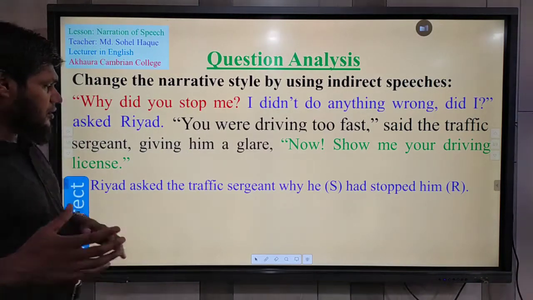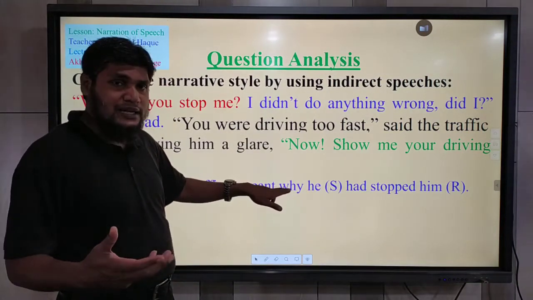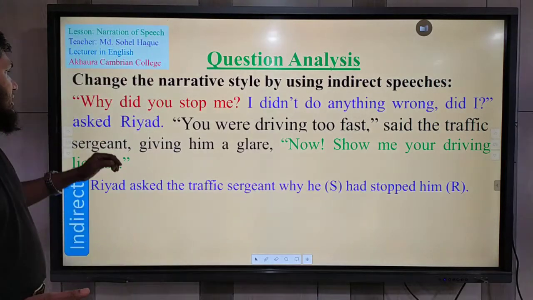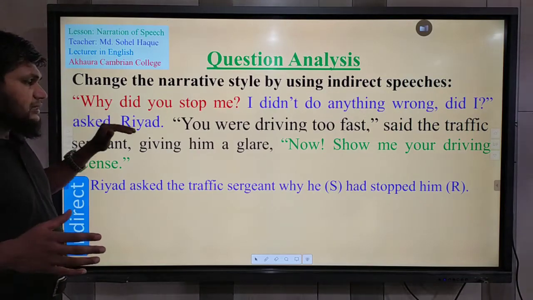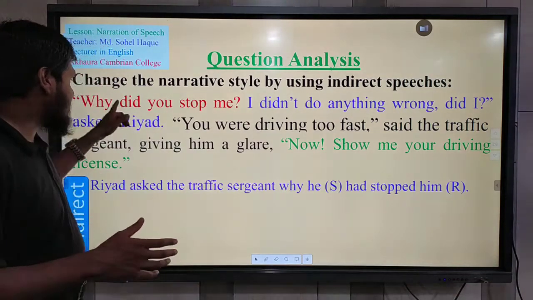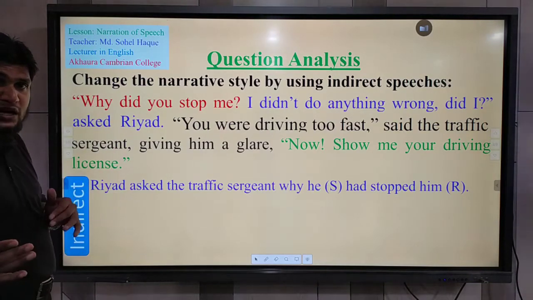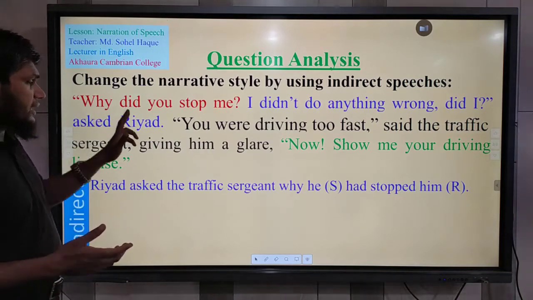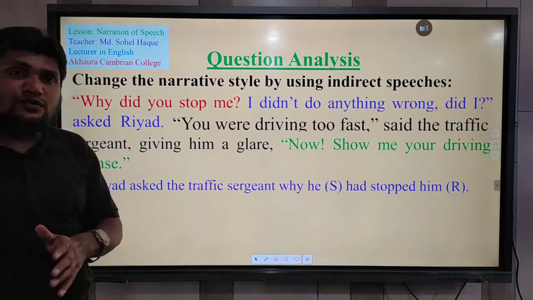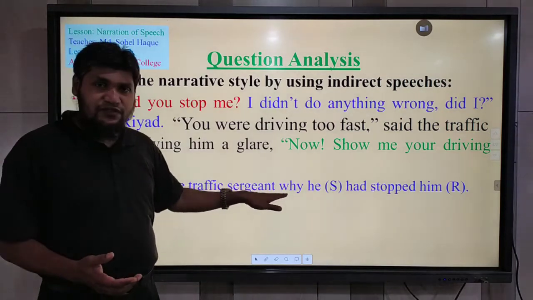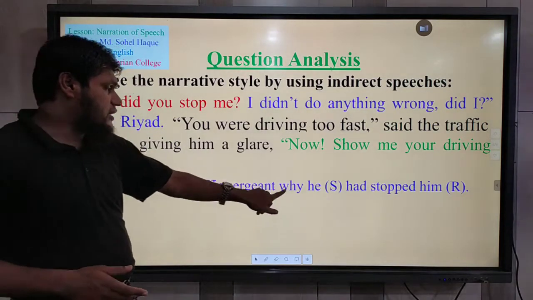Then you should remove the comma and use why, a WH word, as a conjunction. We know that in an interrogative sentence you should take a conjunction if the sentence starts with a WH word such as who, which, what, why, how, etc. If the interrogative sentence starts with an auxiliary verb, you should take if as a conjunction. Okay, so we should take why as a conjunction here.